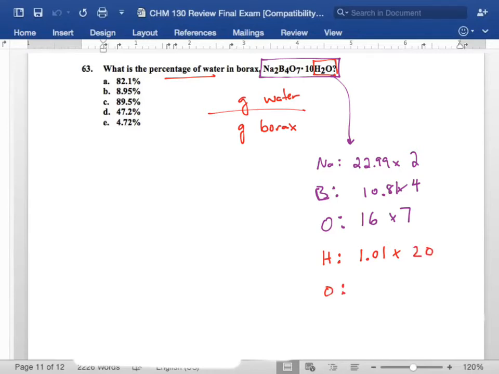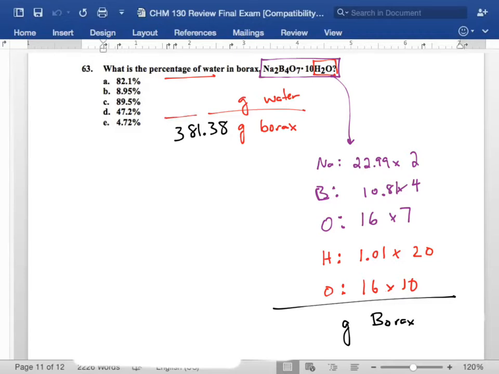Oxygen has a mass of 16 times 10. Everybody see that? Yeah. Okay. I would total that all up, and what do I get the mass of? This is now the grams of borax, and I actually just heard a number. What was it, 300 something? 381.38. 381.38. Okay. Well, what's the mass of water?